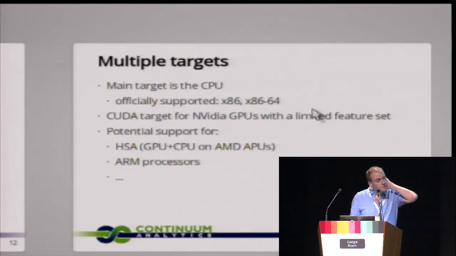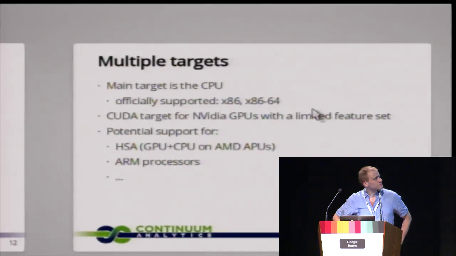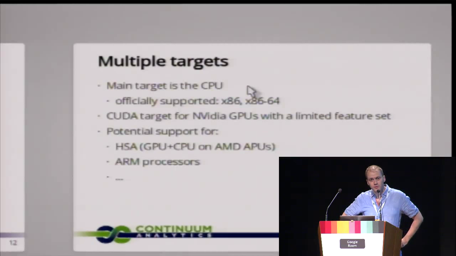So the main target is the CPU. We officially support x86 and x86-64. Ideally, LLVM provides us with support for many other architectures. And we also have a target for NVIDIA GPUs using CUDA. So this means you write Python code and you can execute it on the GPU. But with a limited feature set, because there are some limitations on what you can do on a GPU, of course. There isn't a real runtime. You will be able to do memory allocation, but it will be quite slow. And the allocated memory will be in the GPU's global memory, which is not very fast.